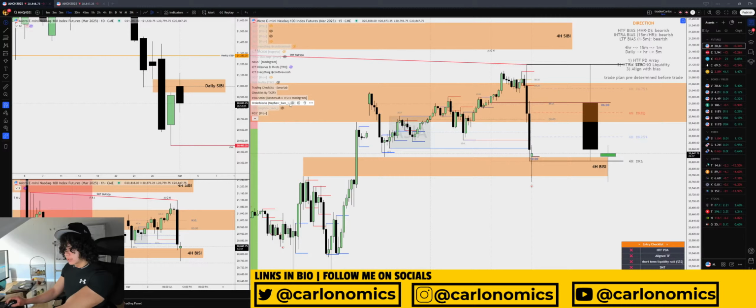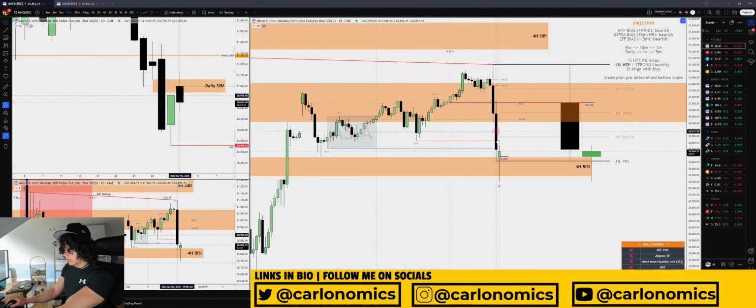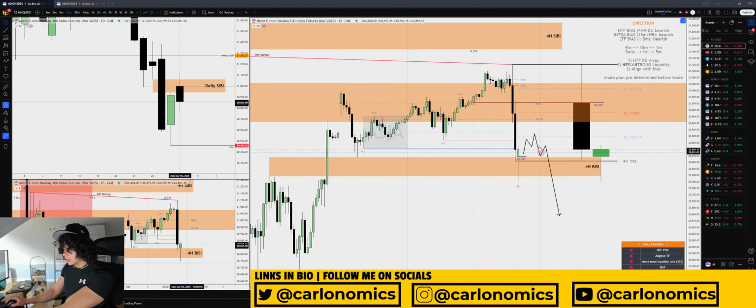What I'm going to do is wait for this 15-minute gap to be made. And once this 15-minute gap, if we do make it on the 1-minute, I'm going to see if we trade into it and then see if we want to respect it with the 1-minute change in state of delivery and then just target the lows and continue this bearish order flow.